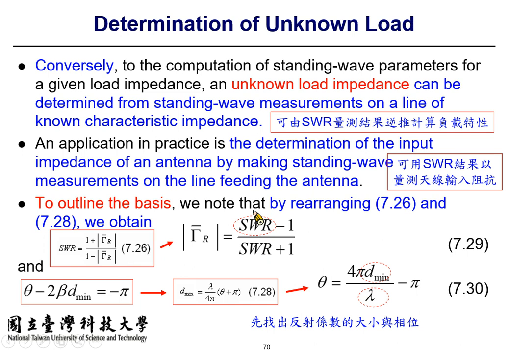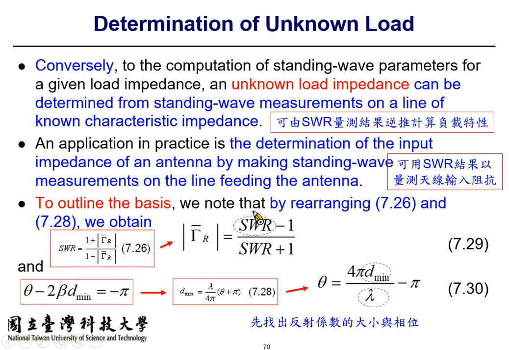From the SWR measurement above, we know the magnitude of the reflection coefficient gamma, but we don't know the phase of the reflection coefficient. That's the reason why you need to find out the T minimum distance, so that you can use this equation to find theta, the phase information of the reflection coefficient. By massaging this equation a little bit, you end up with equation 7.30: theta equals 4 pi times T minimum divided by lambda.